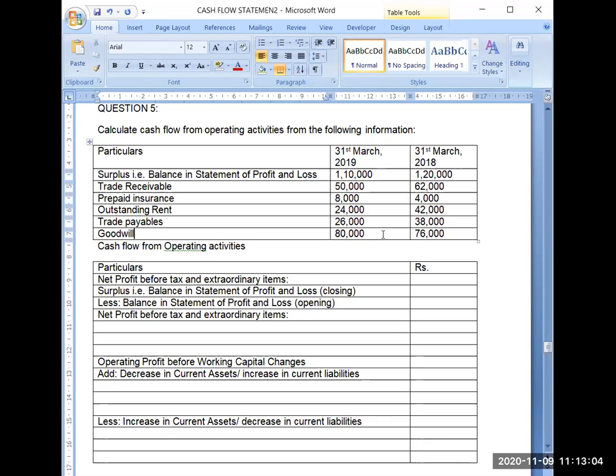Now we will again move stepwise. See, we have been given balance of profit and loss account, closing balance is also given, and opening balance is also given. So that we will consider. We will write first closing balance here. Closing balance is 1,10,000. We can show it in working notes also. And the opening balance is 1,20,000. So from 1,10,000, I have to subtract 1,20,000. And if I reduce it, I will get a 10,000 rupees loss. And how will I write the loss? In this manner.